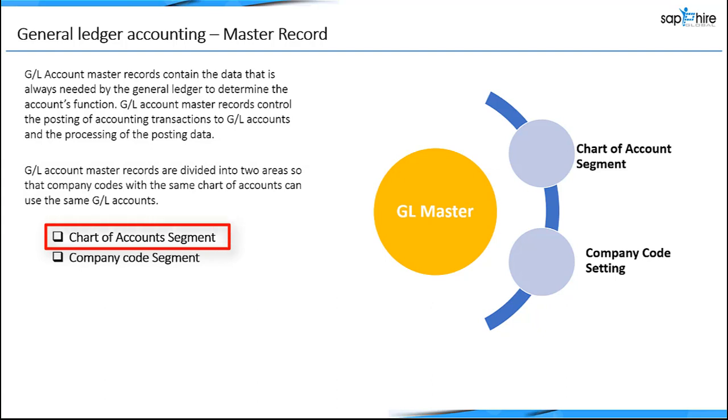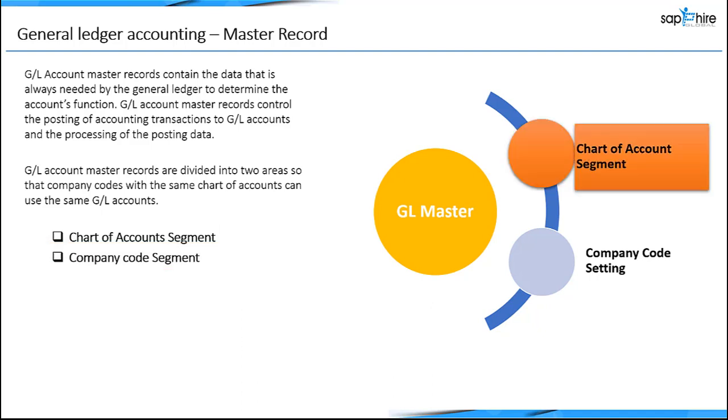Chart of Accounts Segment. Chart of Accounts contains data that is valid for all company codes such as the account number. Company Code Segment. The company code specific area contains what may vary from one company code to another, such as the currency in which the account may be posted.